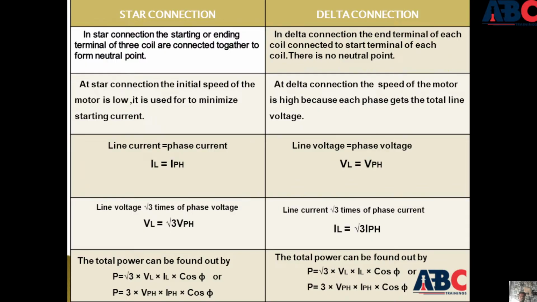In delta connection, the speed of the motor is high because each phase gets the total line voltage. The line current is not equal to the phase current, but the line voltage is equal to the phase voltage. The total power can be found out by P equals root 3 into VL into IL into cos phi. The total power of delta connection is found by the same formula.